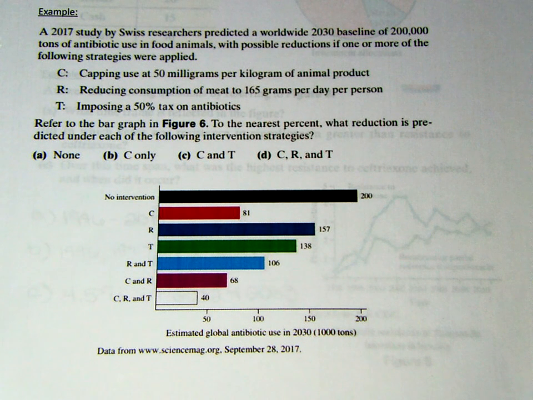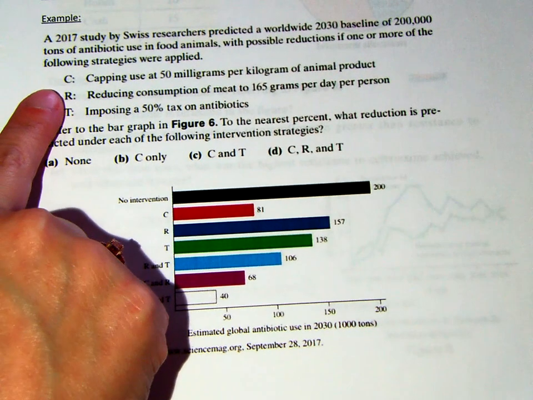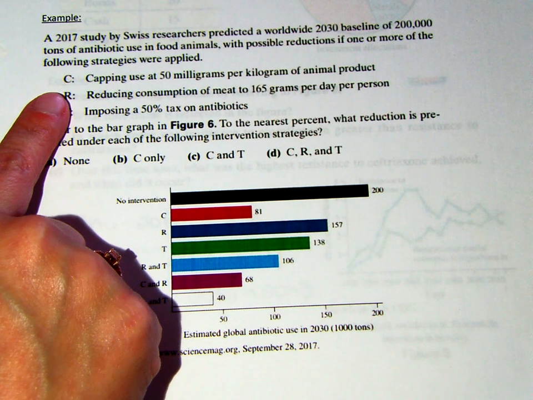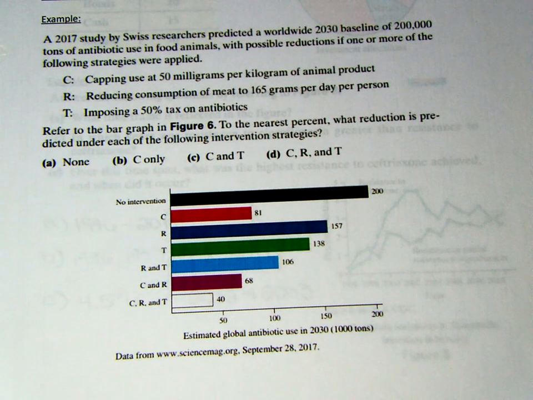But they know that there's 3 strategies they could try to eliminate or reduce the number of antibiotics. One of them is capping. They want to cap the amount and use only 50 milligrams per kilogram of animal product. So if you limit the amount of antibiotics you put into an animal, that would help reduce the overall antibiotics. Then there's reducing the consumption of meat to 156 grams per day per person. So if we limit the amount of meat we eat, then obviously we're limiting the amount of antibiotics that we take in from the animal source.